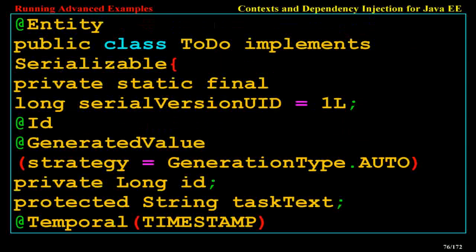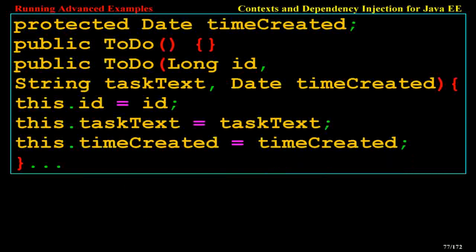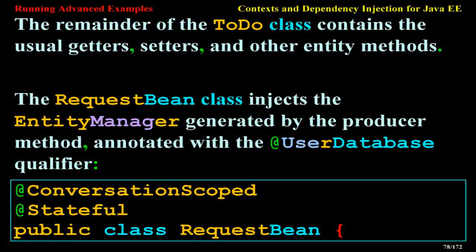@Entity public class ToDo implements Serializable { private static final long serialVersionUID = 1L; @Id @GeneratedValue(strategy = GenerationType.AUTO) private long id; protected String taskText; @Temporal(TIMESTAMP) protected Date timeCreated; public ToDo(long id, String taskText, Date timeCreated) { this.id = id; this.taskText = taskText; this.timeCreated = timeCreated; } The remainder of the ToDo class contains the usual getters, setters, and other entity methods.